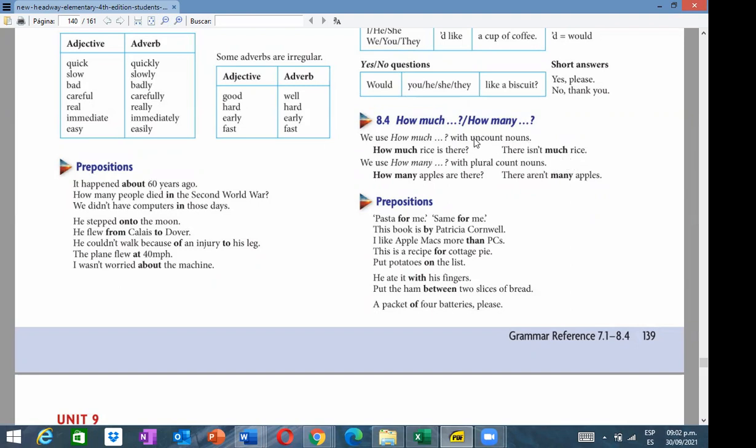Talking about how many, we use how many with plural count nouns. For example, how many apples are there? There aren't many apples, for example, right? This is different, many, with count nouns.